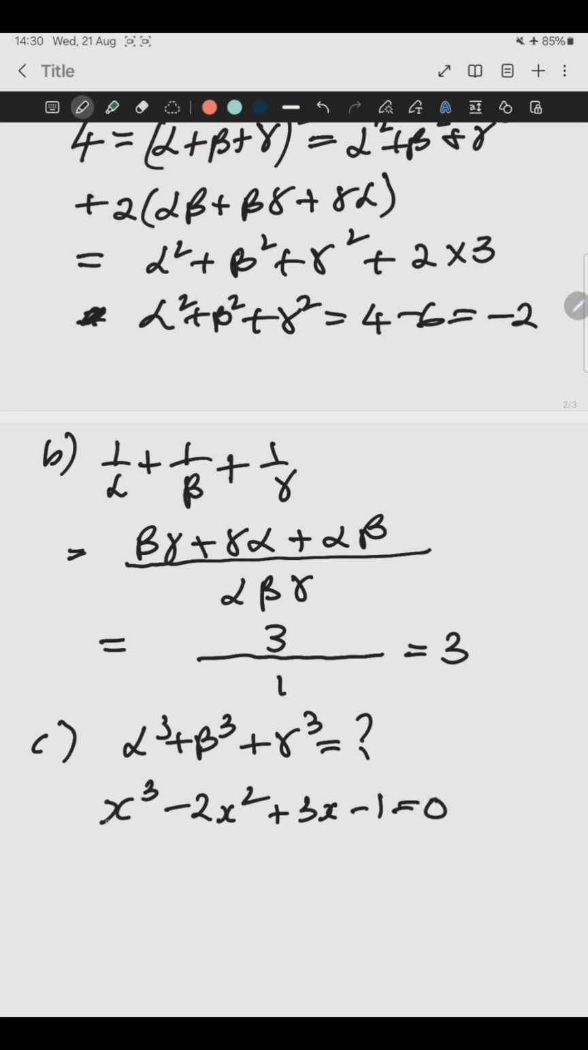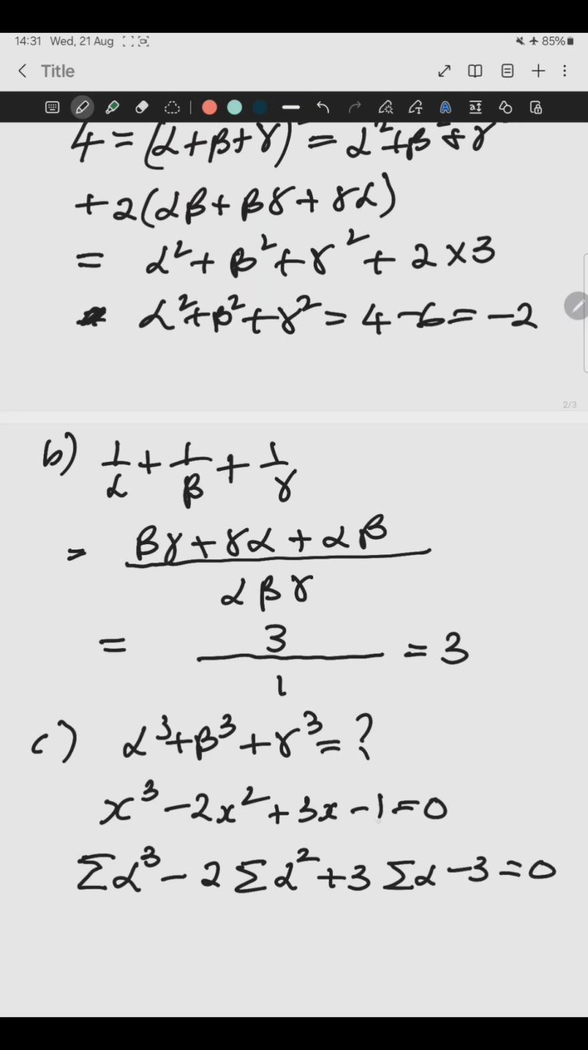If we substitute in alpha here, and then beta, and then gamma, and then add those 3 equations together, what you'll get is the sum of the cubes minus twice the sum of the roots squared plus 3 times the sum of the roots minus 3. Minus 3 because there are 3 equations, 1 in alpha, 1 in beta, 1 in gamma. When you add them, 1, 1, 1 gives 3.